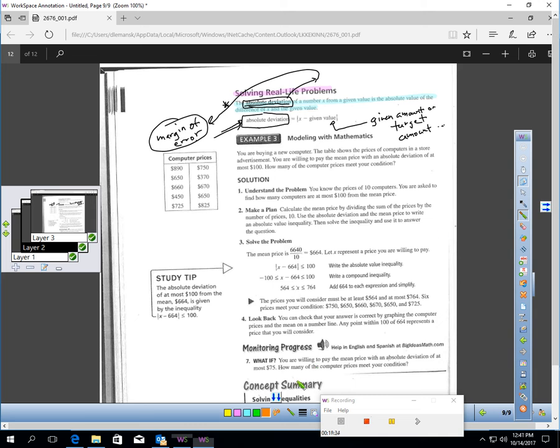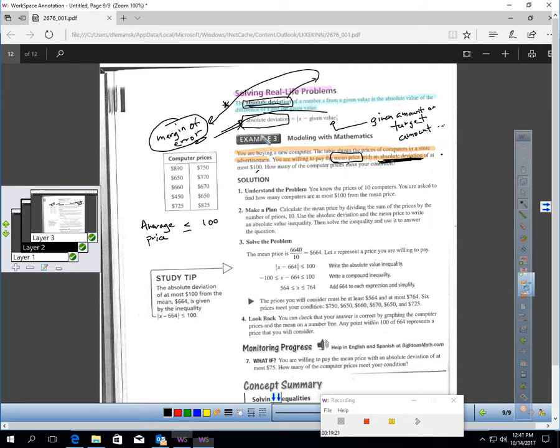So when you read this question, you are buying a new computer. The table shows the prices of the computer in a store advertisement. You are willing to pay the mean price. Think about that. That means I'm willing to pay the average price with an absolute deviation, which means margin of error. So I'm willing to pay the average price with a margin of error of at most $100. In other words, if I take the average price, I want the margin of error to be less than or equal to $100.